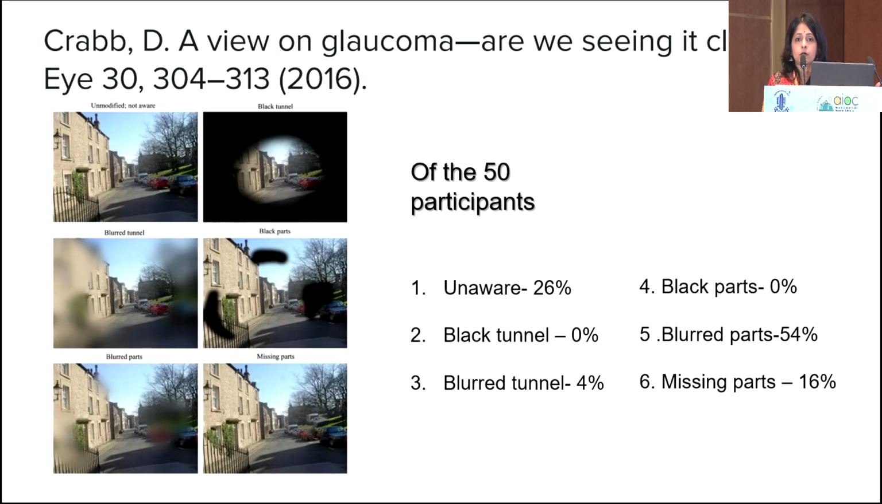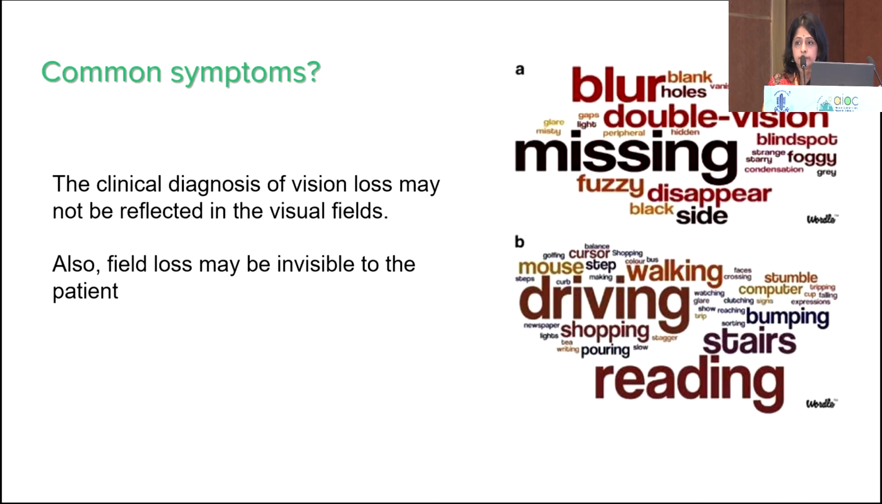But is this what the glaucoma patients see? This study by Crabb on a view on glaucoma, you see out of the 50 participants, most of them saw blurred parts and 26 were unaware of their symptoms. None of the patients saw black parts or a black tunnel. The most common symptoms we often come across are missing letters or stumbling over the stairs or bumping into someone, etc. So the clinical diagnosis of vision loss may not be reflected in the visual fields and vice versa.